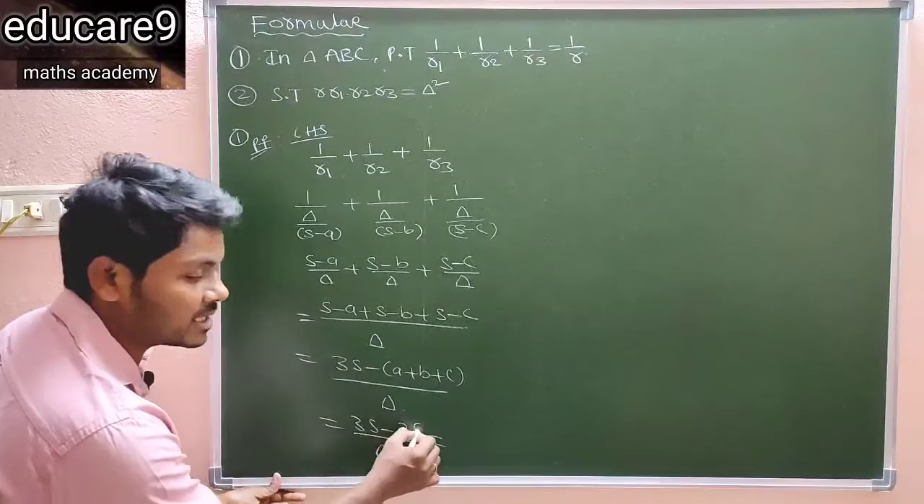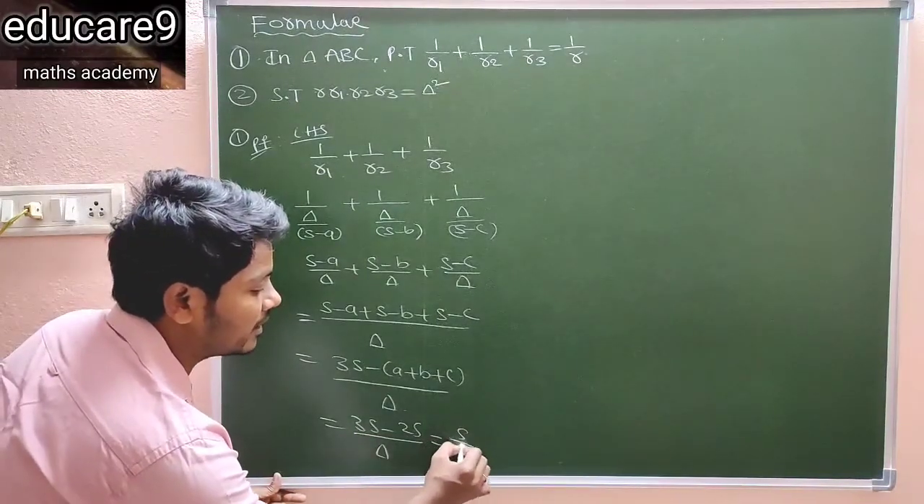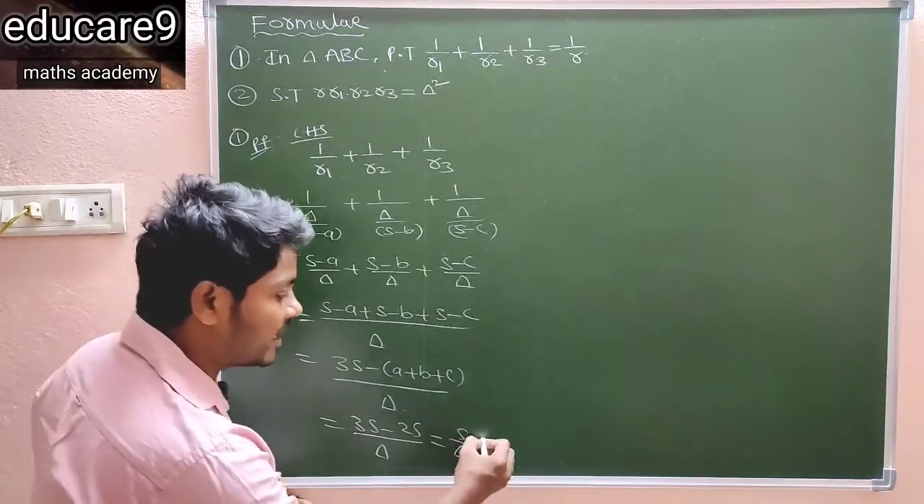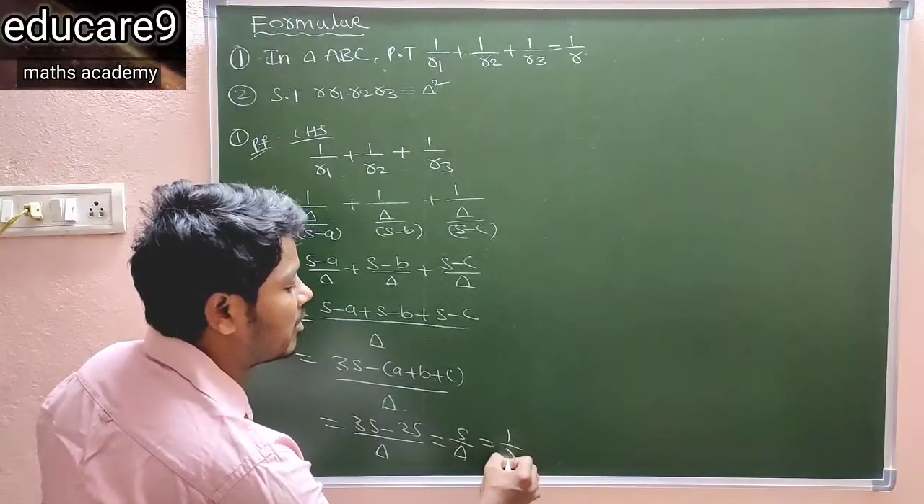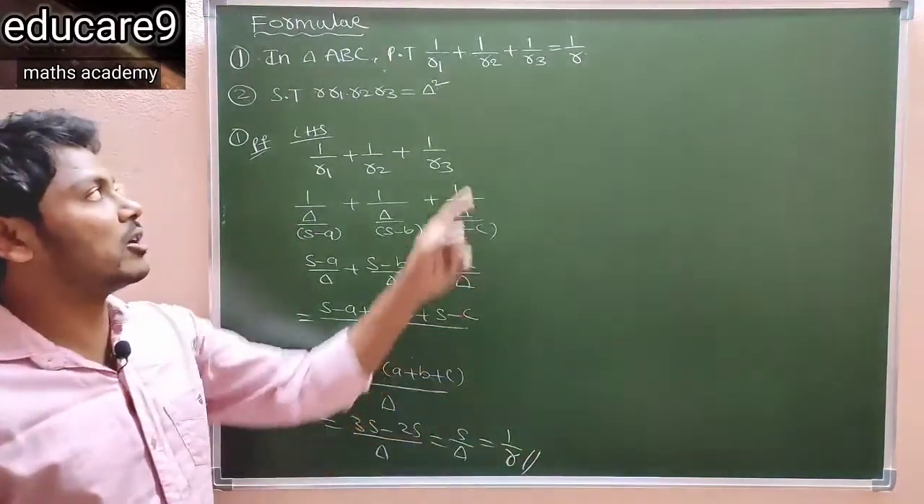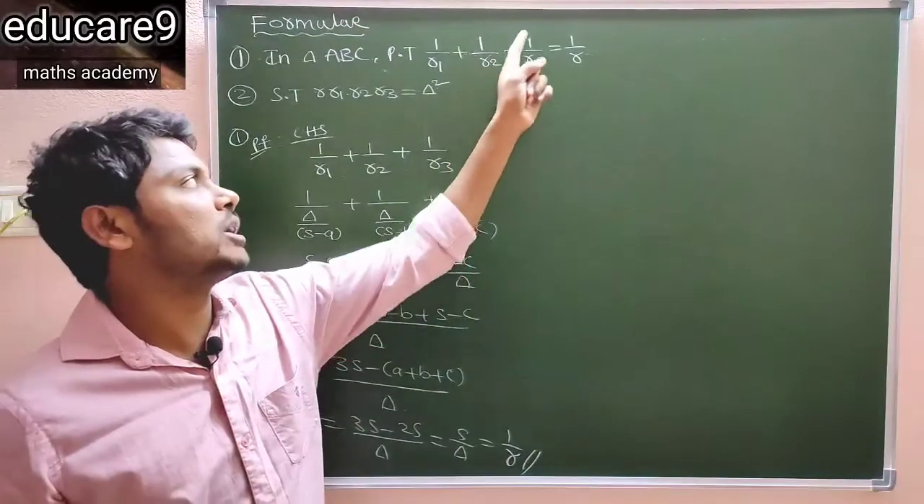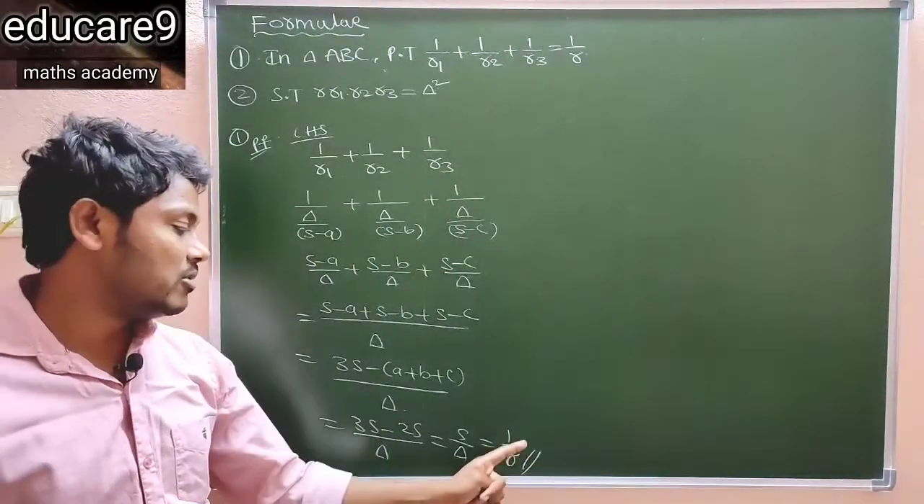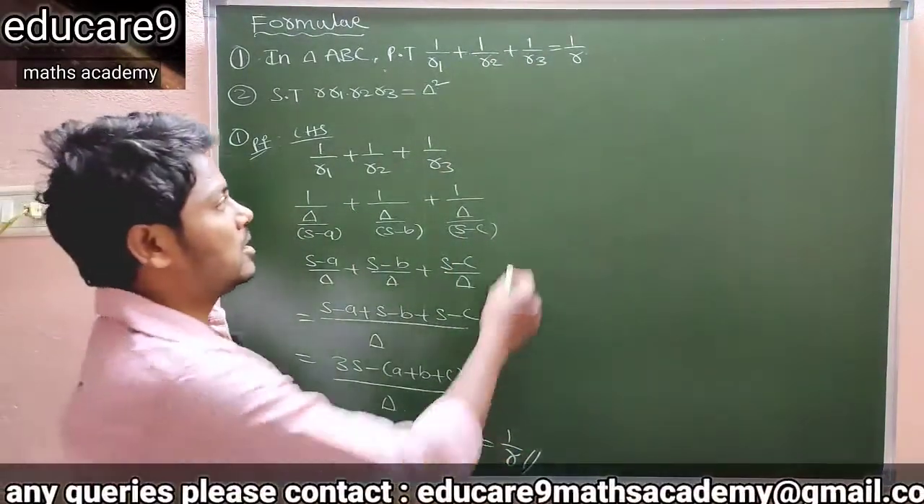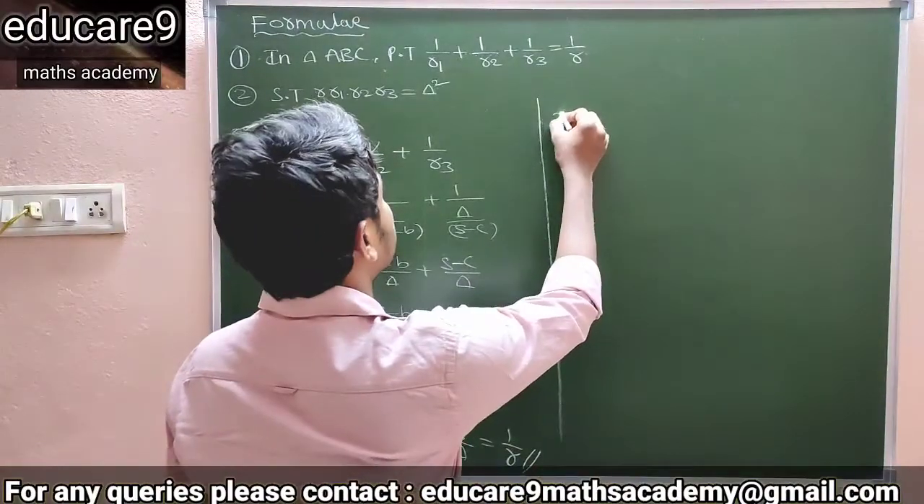So what you get is (3s minus 2s) by delta, that is s by delta. What is s by delta? This is 1/r. Therefore, 1/r1 + 1/r2 + 1/r3 is equal to 1/r.